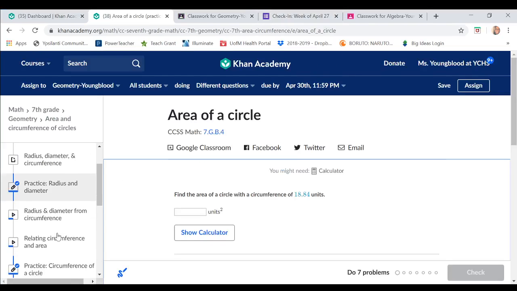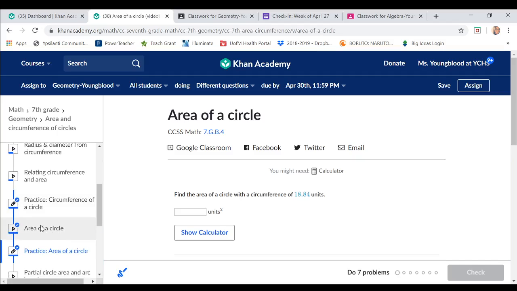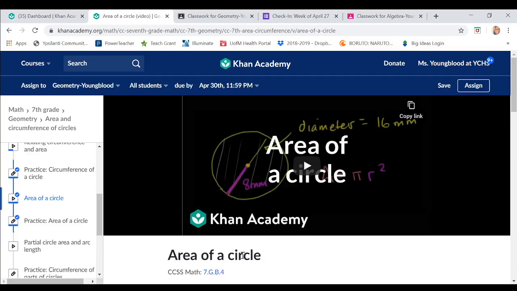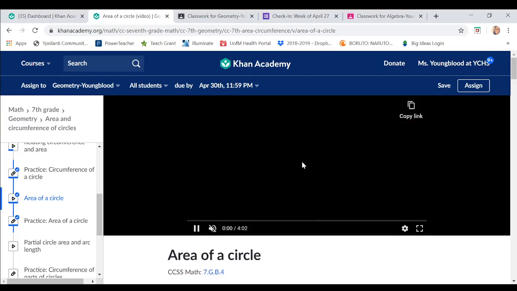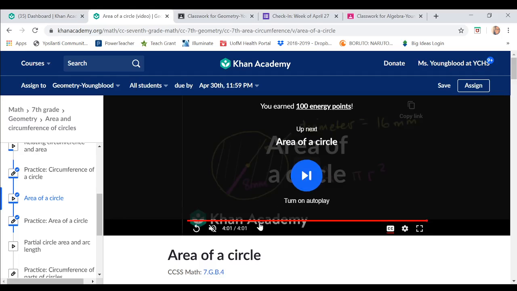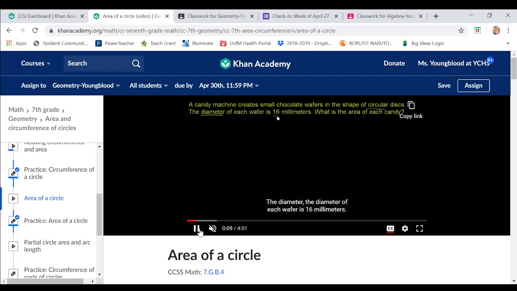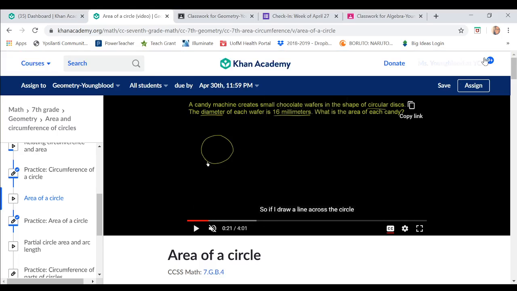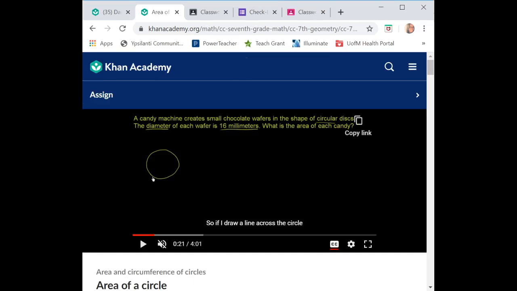Here it is. There's only like 4 problems, I believe. In the video, he just does one example. Okay. So they actually give us a word problem. If you want to read it, you can. It says a candy machine creates small chocolate wafers in the shape of circular discs. The diameter is 16 millimeters. What is the area of each candy? So let's go ahead and solve that in the notes.